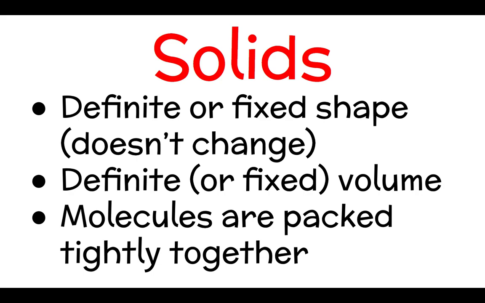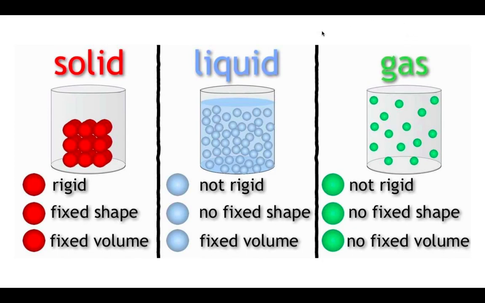A solid has a definite or fixed shape. That means that the shape of a solid is not changing. It has a definite or fixed volume, and the molecules or atoms that make it up are packed tightly together. So again, if you look at this picture right here, the solids, you can see the molecules are packed really tightly together, and this shape is a cube. It's not going to change shape. If they pour this cup over, that cube is just going to fall out, and it's not going to change shape from that.